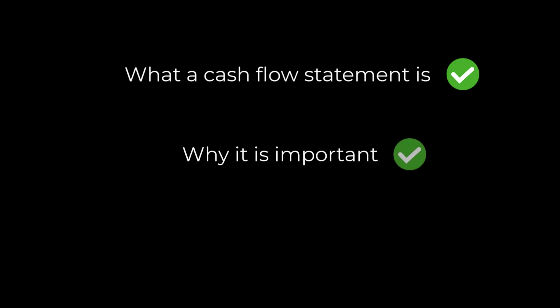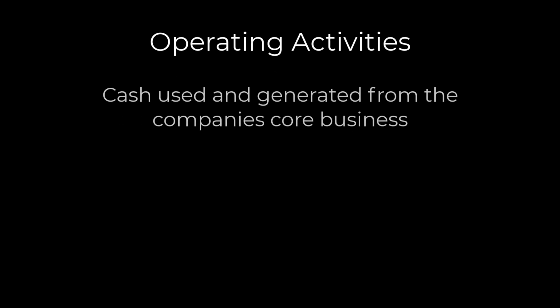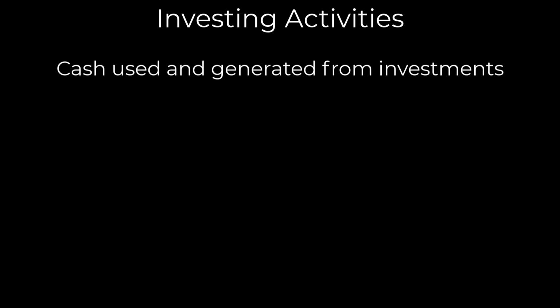How to read a cash flow statement. You now know what a cash flow statement is and why it is important. But how do you read one? The cash flow statement has three main sections: operating activities, investing activities, and financing activities. Operating activities include the cash used and generated from the company's core business, the core business being the main way it makes money.